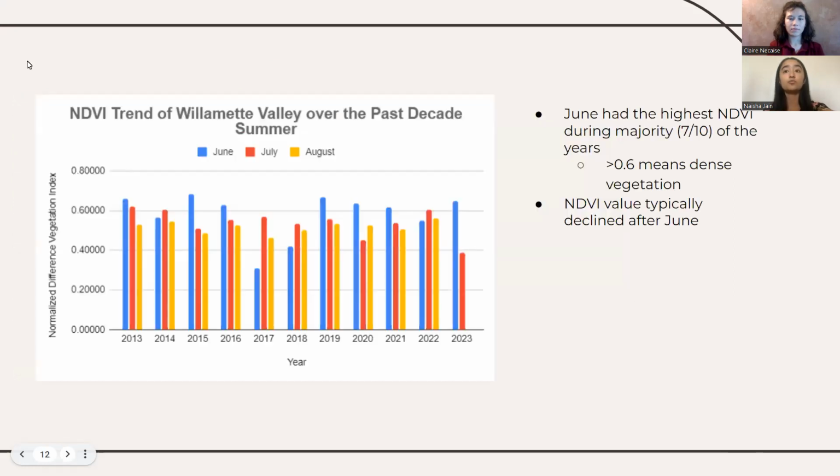To take our research one step further, we also observed both of these variables over time. Starting off with the NDVI graph here, we can see that for the majority of the years, the NDVI was the greatest during the month of June. These NDVI values tended to exceed 0.6, which indicates dense vegetation. After June, over the past decades, the NDVI values typically declined over the next summer months.